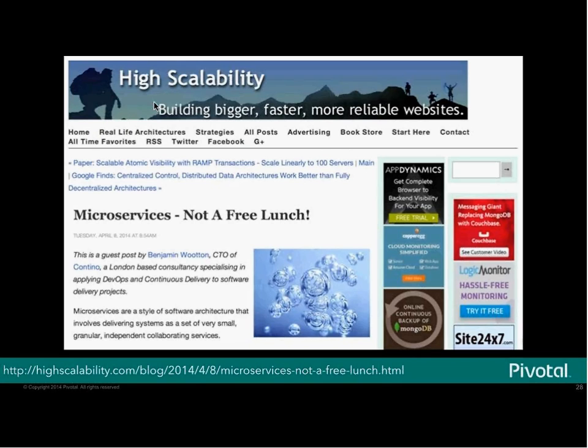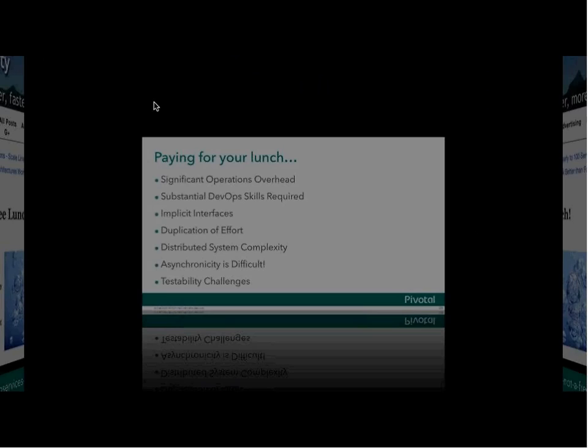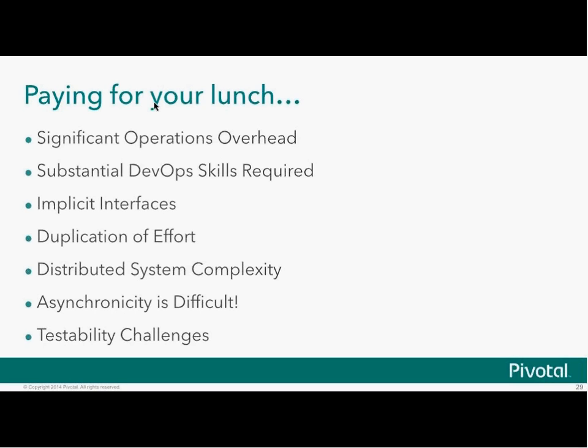So Ben Wooten, several months ago, published a really great article at High Scalability titled Microservices Not a Free Lunch. And in that article, he itemizes a whole lot of the difficulties that we run into when we deploy architectures like this. So obviously, we're deploying many more things in an architecture like this. In many cases, if we fully adopt it, we're delivering many more technologies simultaneously. And we've also created a distributed system. And distributed systems carry their own sets of complexity. And this is not free.